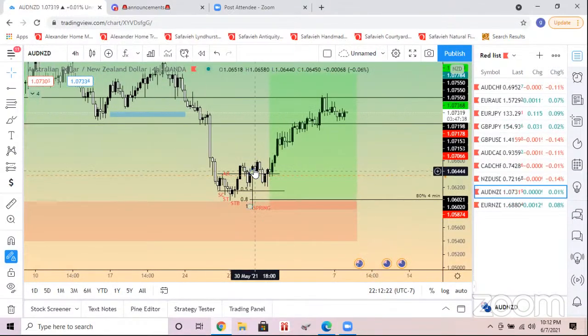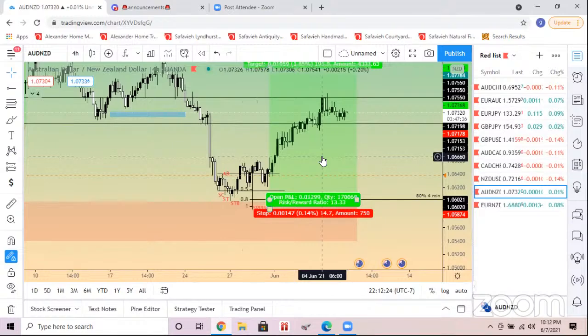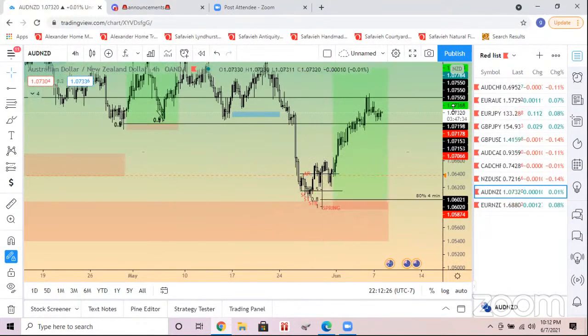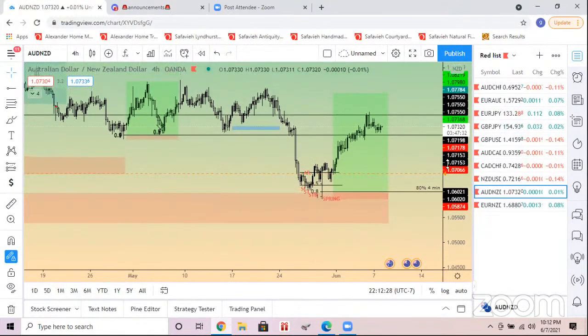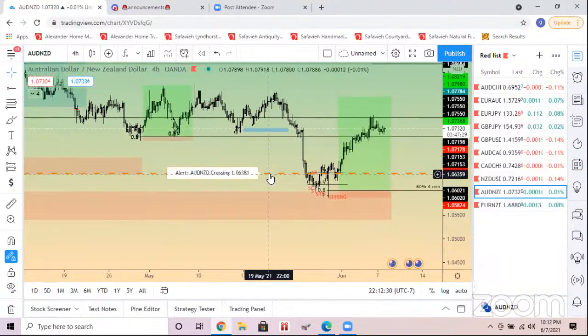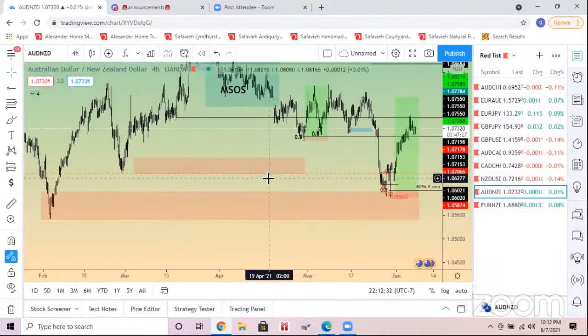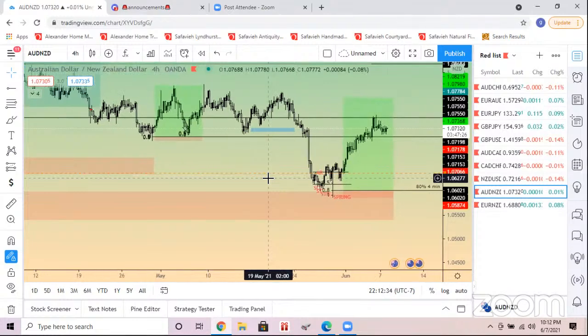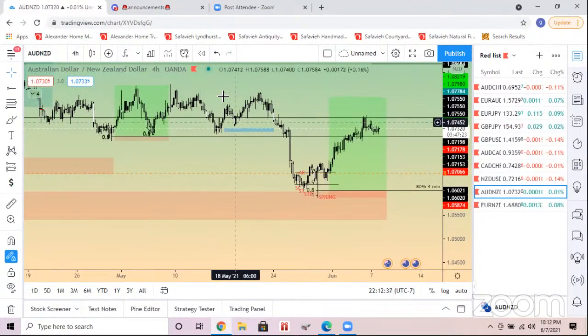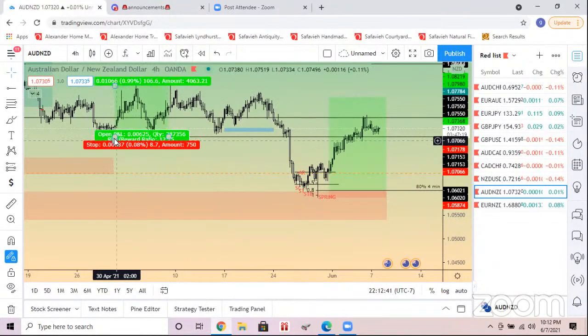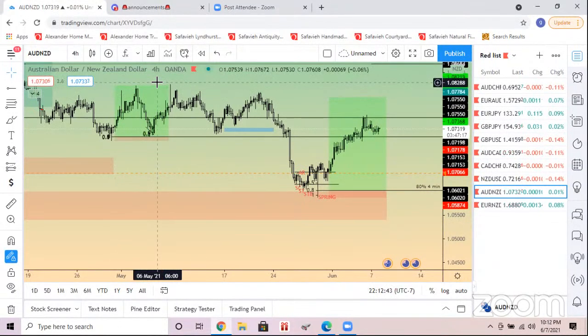So we did get an accumulation down here, which is right around where I wanted one. But it hasn't broken this high yet. So this high right here. So it hasn't broken order flow yet.